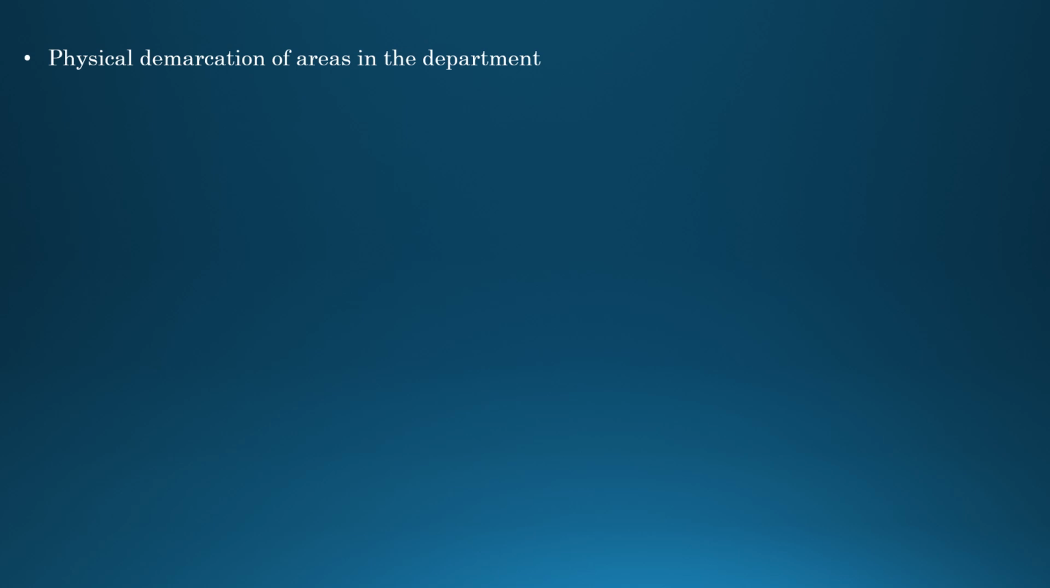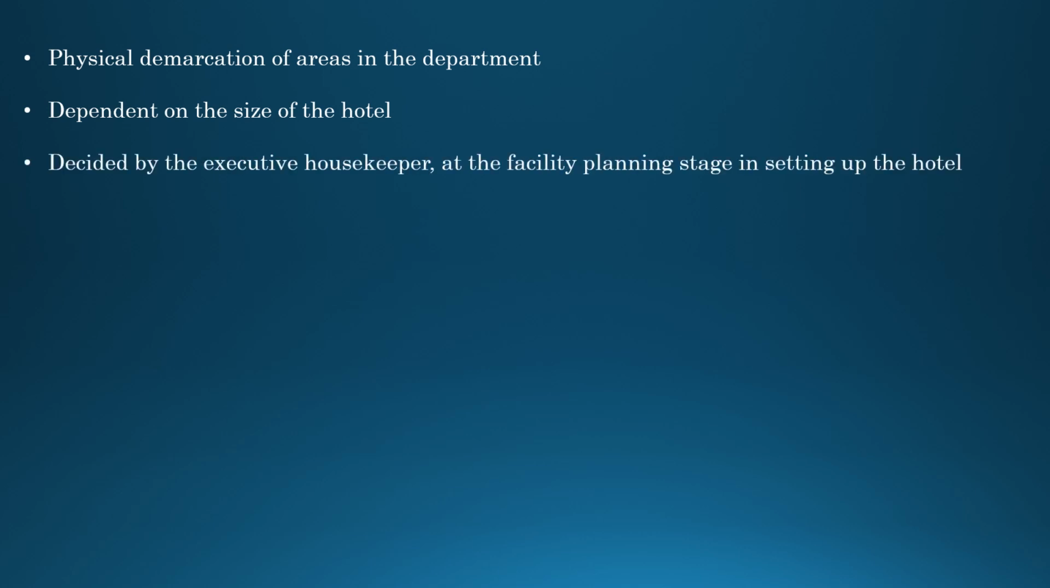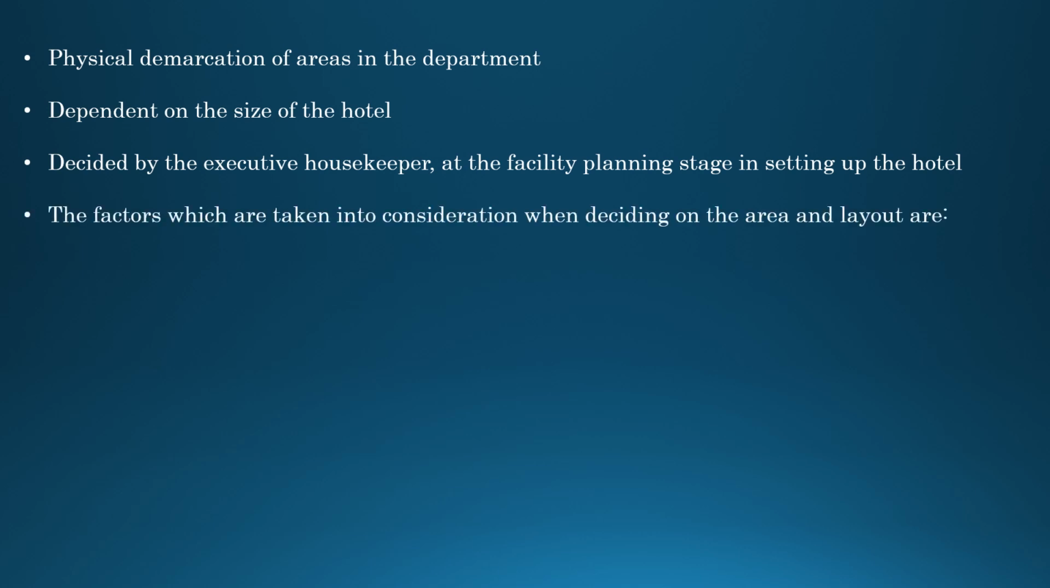The layout of the housekeeping department is the physical demarcation of areas in the department. When the layout is well planned, it enables the smooth functioning of the department. The layout is dependent on the size of the hotel as well as physical space restrictions. Normally, the layout is decided by the executive housekeeper at the facility planning stage in setting up the hotel. The following factors are taken into consideration when deciding on the area and layout.